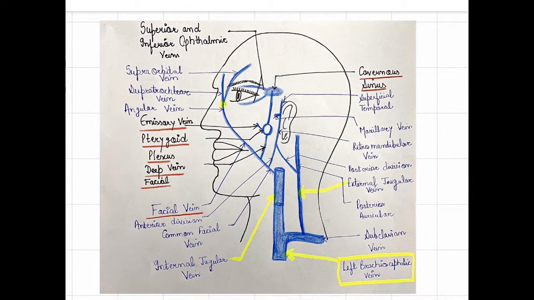So now coming to the main topic of today, that is the venous return of your face. First we will start from the anterior region. There is the presence of the supraorbital vein and the supratrochlear vein. These two veins drain the forehead region, and together they form a vein known as your angular vein, just near the medial angle of your eye. Then it continues into the facial vein.